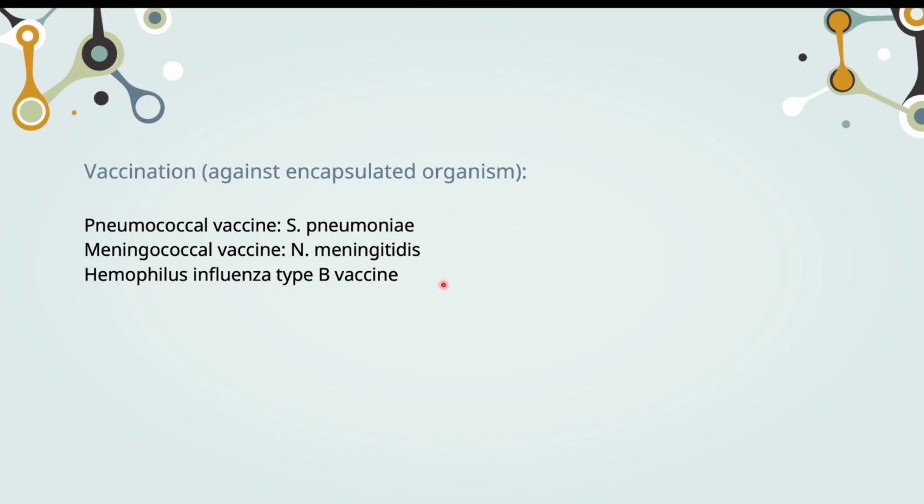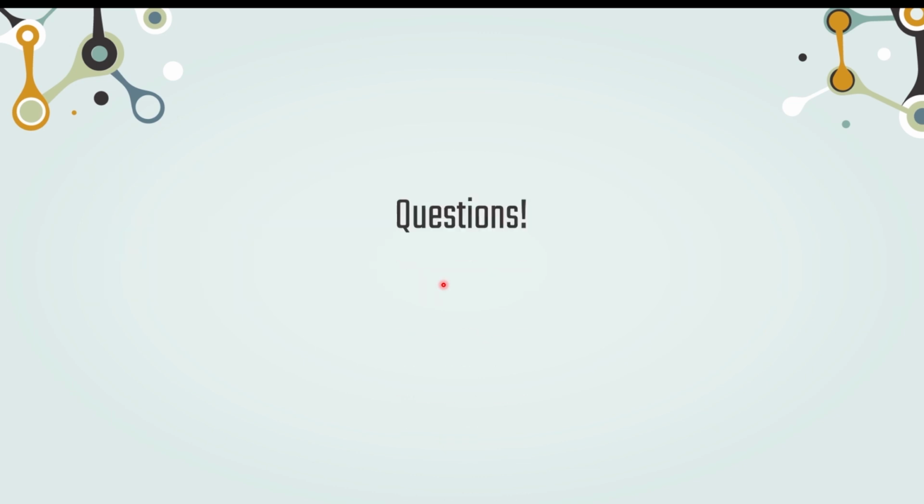So you need vaccinations against strep pneumo, all right? So you administer pneumococcal vaccine against Streptococcus pneumoniae. Then against Neisseria meningitidis, you need meningococcal vaccine. And for Haemophilus influenzae type B, you need the vaccine against it. All right. So these three are the most important vaccinations for encapsulated organisms. And this is super high yield from exam point of view.